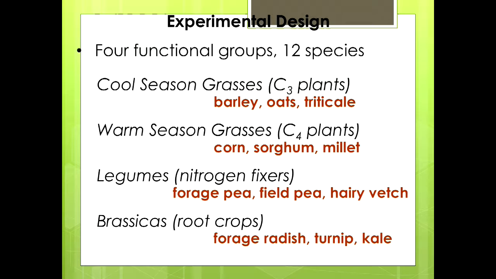Warm season grasses, which include your corn, sorghum, and millet. I will say right now the corn functioned well, but never got past the vegetative state. Legumes are nitrogen fixers, which were our forage pea, field pea, and hairy vetch. And our brassicas were the forage radish, turnip, and kale. These ones were brought in more for their taproot characteristic.